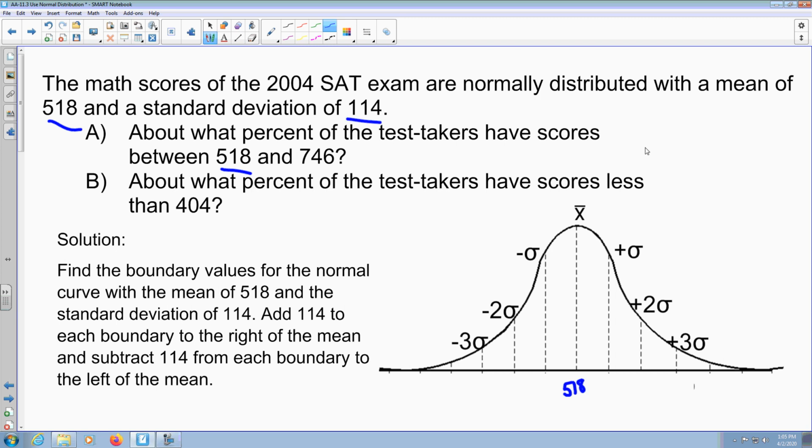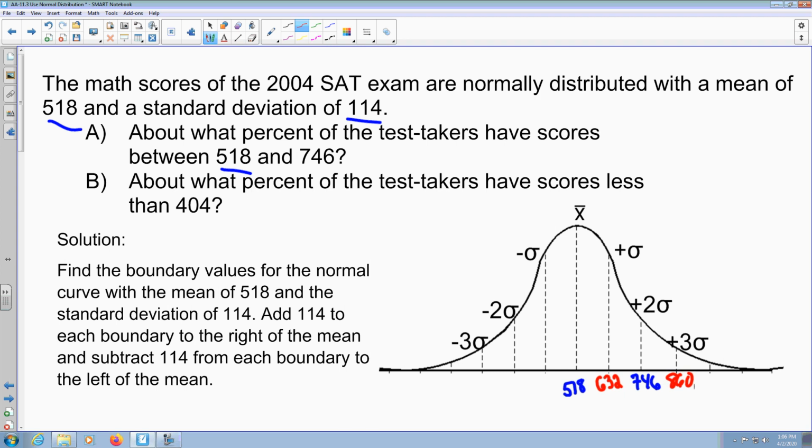So to figure out what the next value is to the right, you are just simply going to take 518 and add the standard deviation, which is 114. So when you add those two together, you're going to get 632. And when I add, again, 114 to 632, I get 746. Add that together, I get, what, 860?